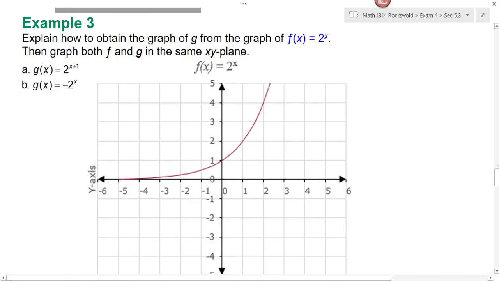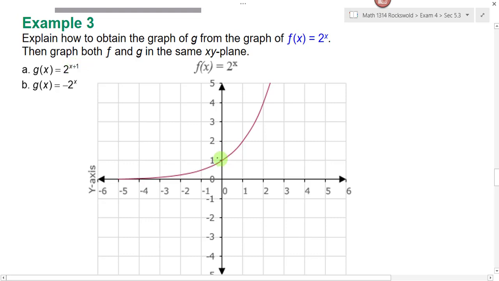In example 3, we're told to explain how to obtain the graph of g from the graph of f(x) equals 2 to the x. Then graph both f and g in the same xy plane. In Part A, we're told that g is equal to 2 raised to the x minus 1. Well, remember, this is a horizontal shift because this constant occurs inside of our parent function, and horizontal shifts move opposite the sign, so this would be a horizontal shift to the left 1 unit.